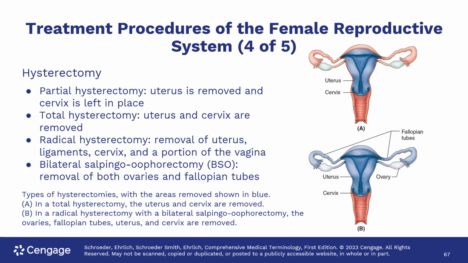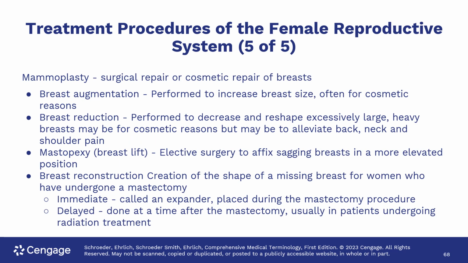Removal of the uterus, or hysterectomy, can be either partial, where the cervix is left, or total, where the uterus and cervix are removed. A radical hysterectomy is removal of the uterus, cervix, and part of the vagina. Bilateral salpingo-oophorectomy is removal of both ovaries and tubes. Treatment of breast disorders includes augmentation or reduction of breast tissue surgically. These can be done as reconstruction as well as for cosmetic reasons.